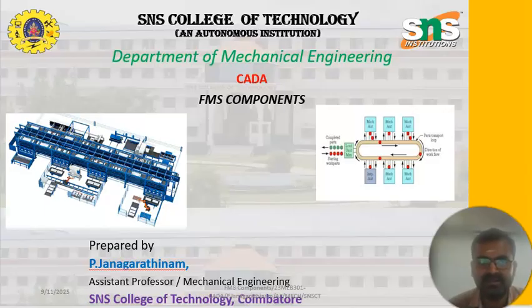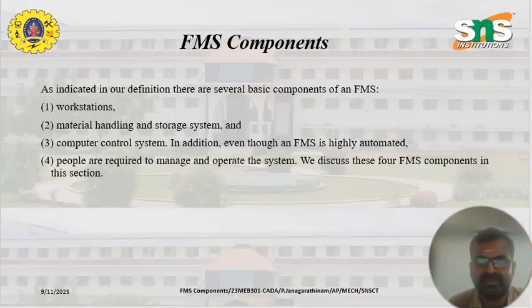First of all, what are the basic components required to make an FMS? The first one is the workstation. Different workstations are available, like raw material workstation, inlet workstation, outlet workstation, assembly workstation, and machining workstations. So different types of workstations are available, like loading and unloading.